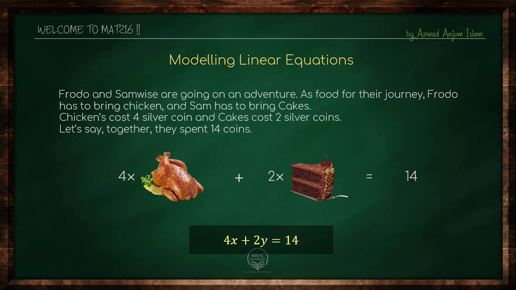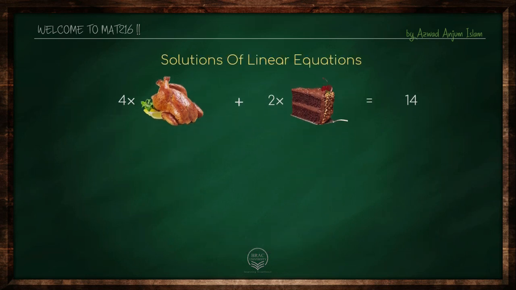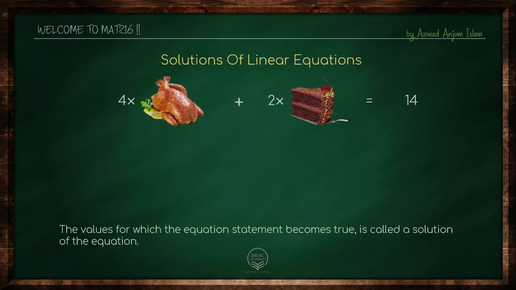Anyway, so what is a solution for a linear equation? Well, the values of the variables for which the entire statement becomes true is a solution for the linear equation. For example, if we put 3 chickens and 1 cake here, we have got 4 into 3, that is 12, plus 2 into 1, that is 2, equal to 14, which is the correct statement. That means 3 as number of chickens and 1 as number of cakes is a solution for this linear equation.